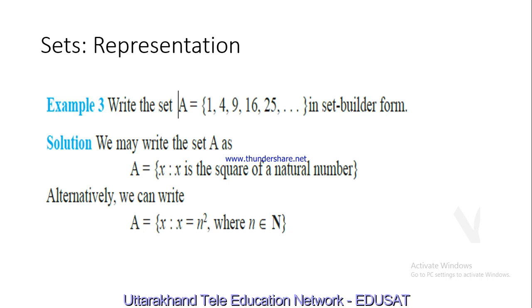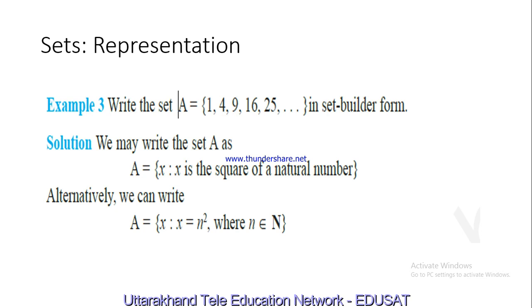They are all squares of the natural numbers. Square of 1 is 1, square of 2 is 4, square of 3 is 9, square of 4 is 16, and so on. So you can now guess that the next numbers would be 36, 49, 64, 81, 100 and so on. Now this particular representation is the tabular form, and we have to convert it into the set builder form.